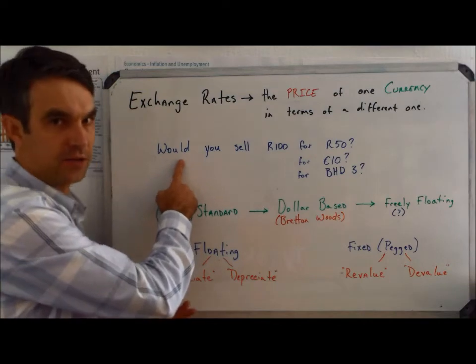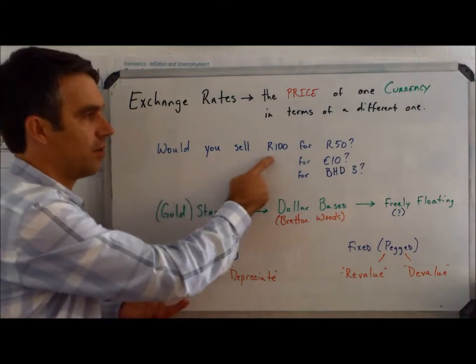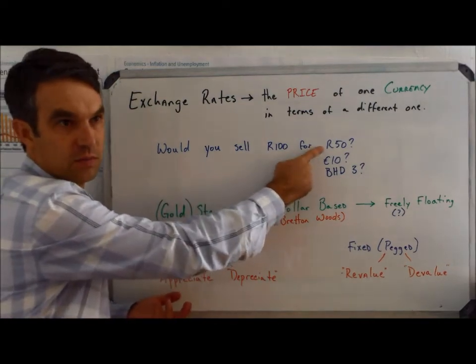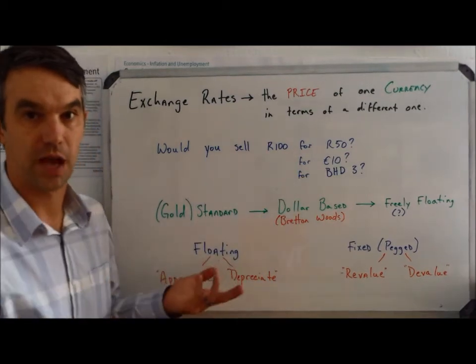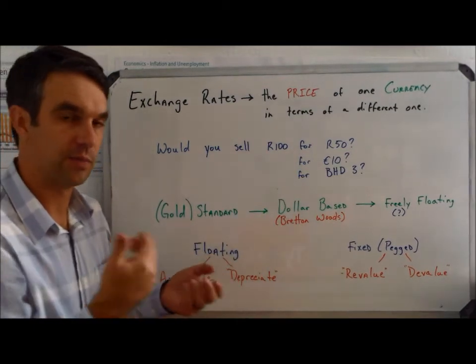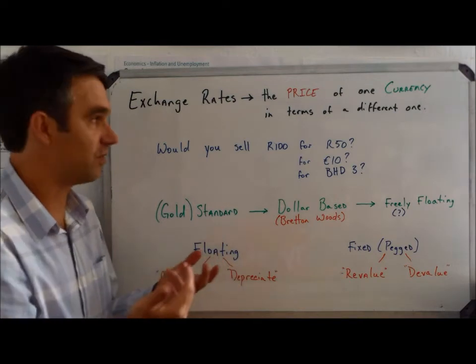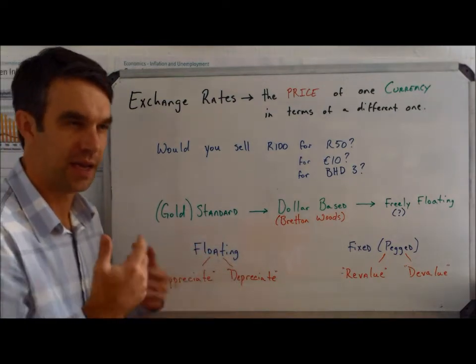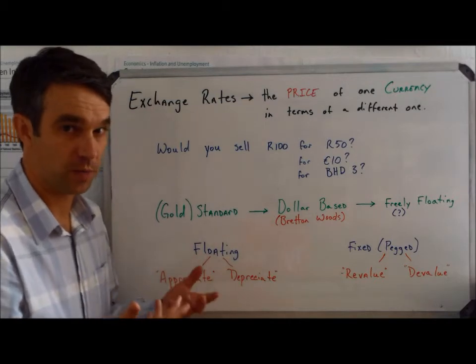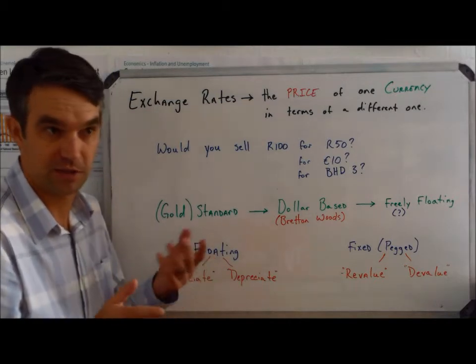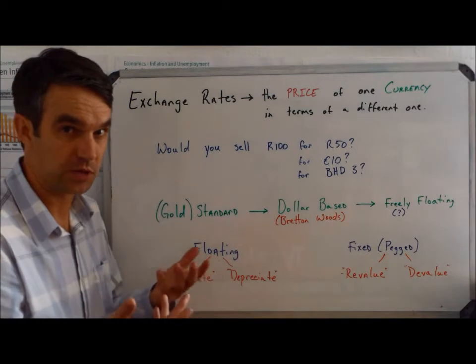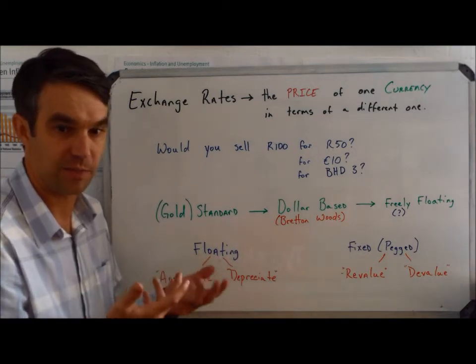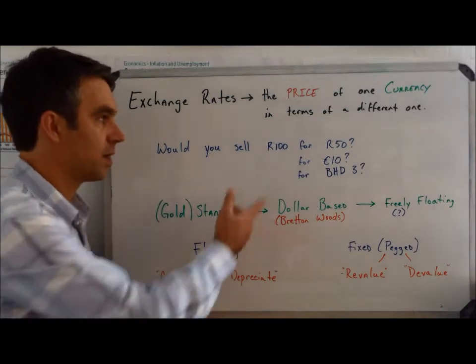If you had 100 rand to sell, would you sell me that 100 rand for 50 rand? Well, of course you wouldn't. That would be dumb. You know that the 100 rand can buy you more stuff than 50 rand can. So you want to retain that buying power. And this is part of my overall lecture of remembering money is just something that we use to help us make exchanges. It's not the money itself that has value.